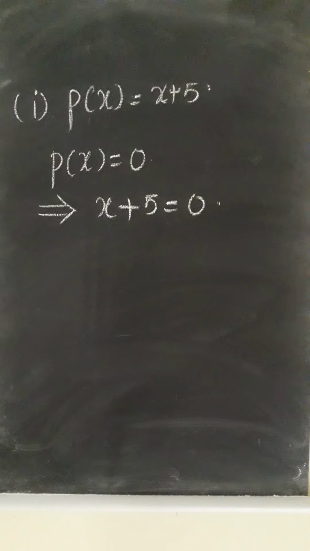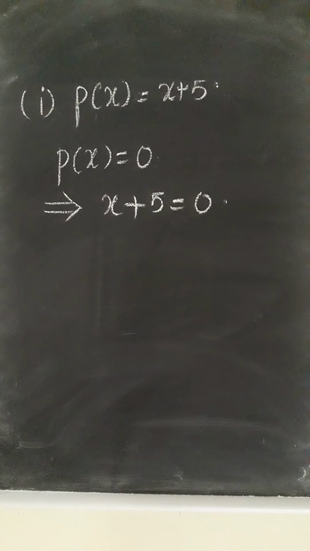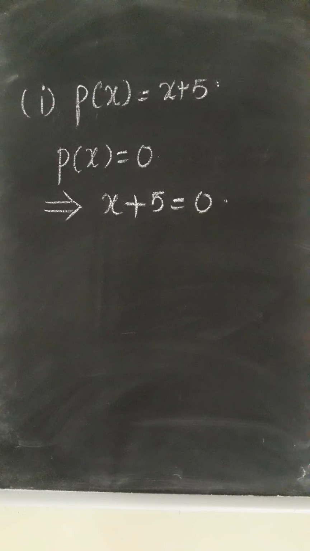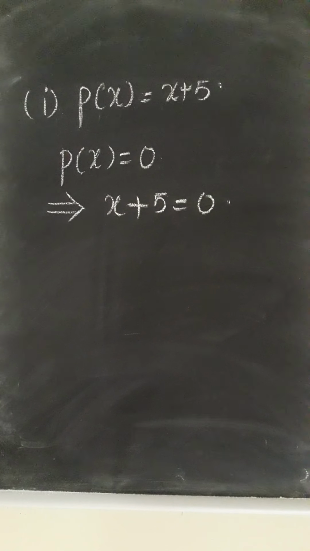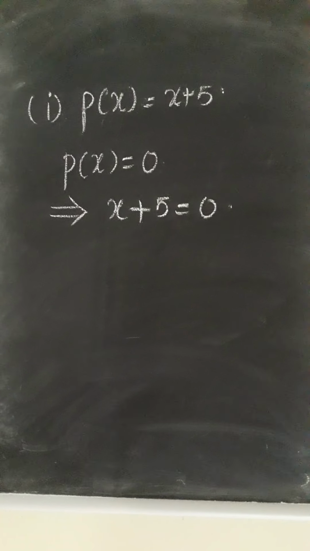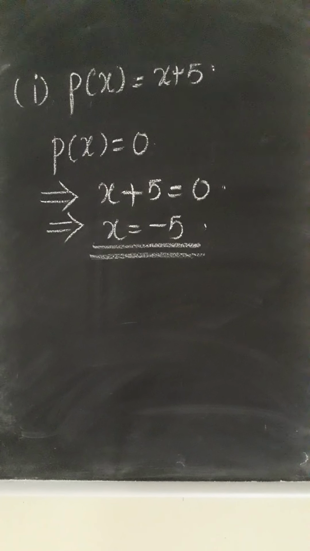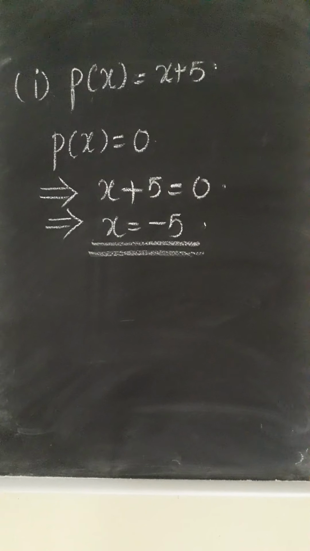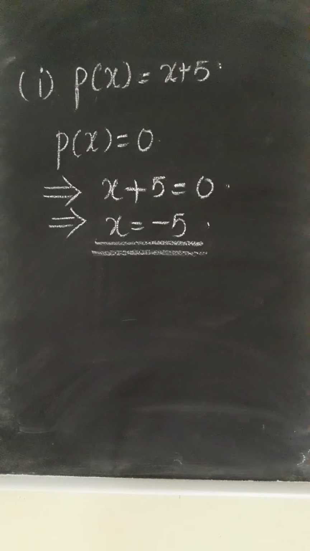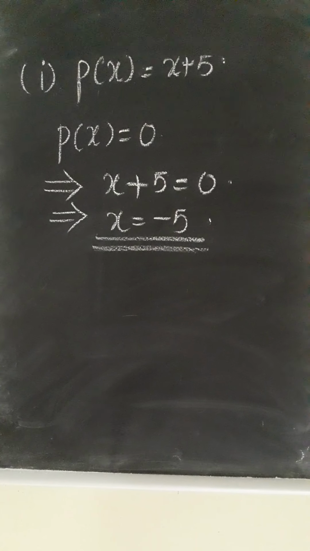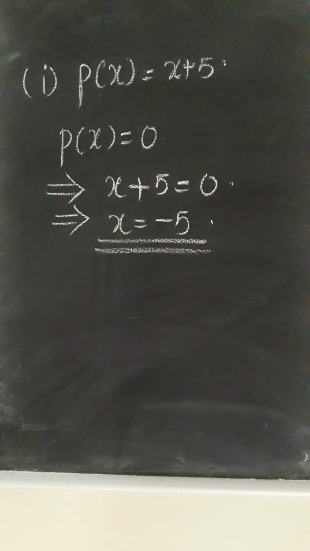After that what is our aim? Find the value of x from this equation. So what is that? X plus 5 is equal to 0. So you transpose 5 to the right side. So what is the final answer? X is equal to minus 5. So what is the 0 of this polynomial? X is equal to minus 5. So what is the meaning of this? If you calculate P of minus 5, you will get P of x is equal to 0. So like that you can complete all the problems.